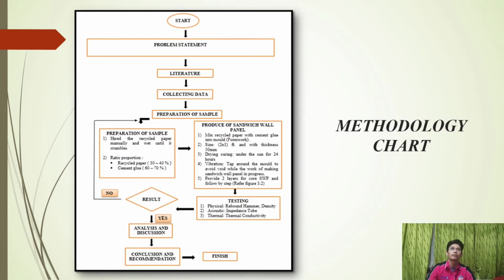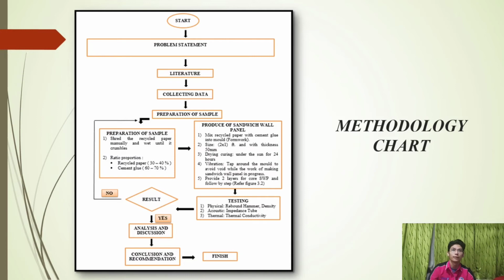For the methodology chart, starting from start, we go to the problem statement, then literature review, collecting data, and preparation of sample. In preparation of sample, first shred the recycled paper manually and wet it until it crumbles, and then the ratio proportion: recycled paper is 30 to 40% and cement glue 60 to 70%.